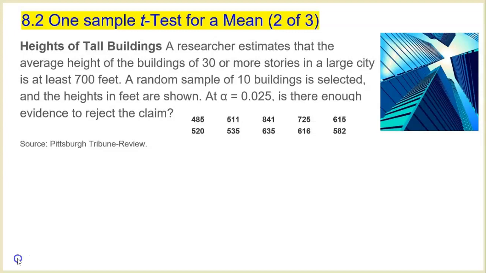Here we have the heights of tall buildings. A researcher estimates that the average height of buildings of 30 or more stories in a large city is at least 700 feet. A random sample of 10 buildings is selected and the heights in feet are shown. So these are the heights. At alpha equals 0.025, is there enough evidence to reject the claim?